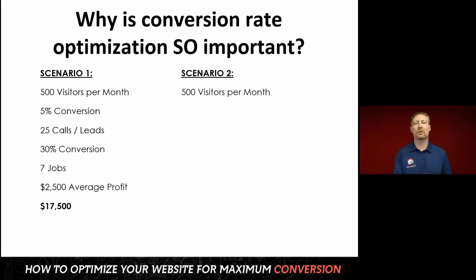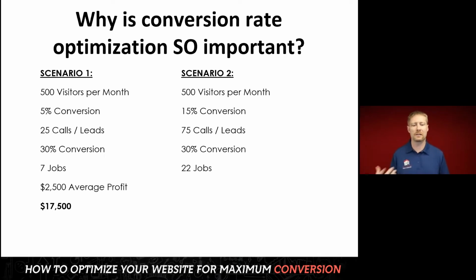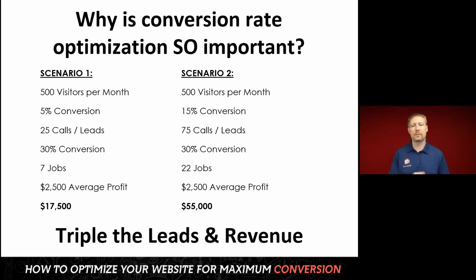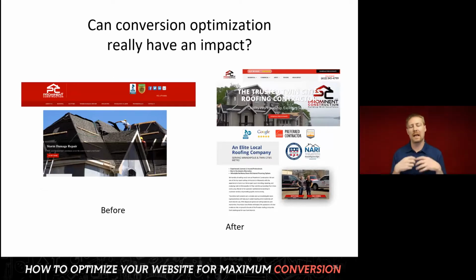But what if you could increase that conversion rate, right? Same number of visitors, increase the conversion rate. Now you have an increase of conversion rate from 5 to 15%. Now you have 75 calls, same 30% conversion rate on those leads. Now you have 22 jobs, $2,500 average profit. Now there's $55,000 in your pockets, right? Real recognized revenue. So triple the leads and triple the revenue by doing one thing and just optimizing that conversion rate.